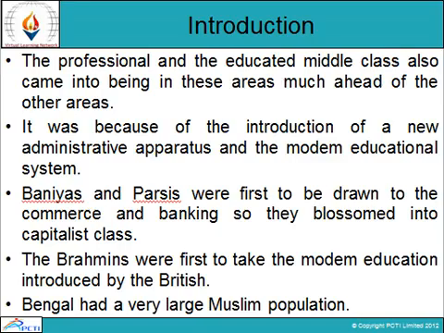The professional and the educated middle class also came into being in some areas much ahead of the other areas. It was because of the introduction of a new administrative apparatus and the new educational system. Banyas and Parsis were first to be drawn to commerce and banking, so they blossomed into a capitalist class. The Brahmins were first to take the modern education introduced by the British. Bengal had a very large Muslim population.